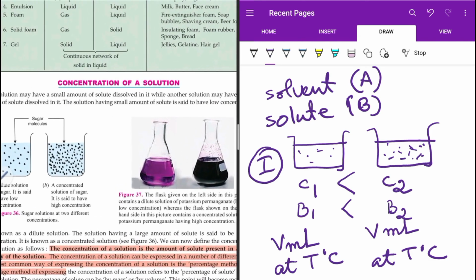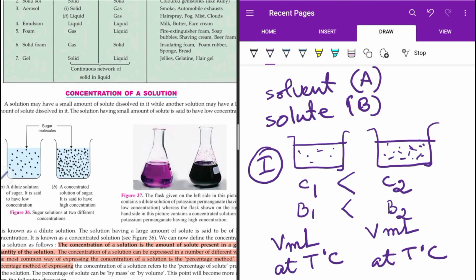Today's topic is concentration of solution. Regarding binary solution, we have already discussed in the previous session where I said that if a solution contains two components, it is known as a binary solution. Now, these two components are solute and solvent.